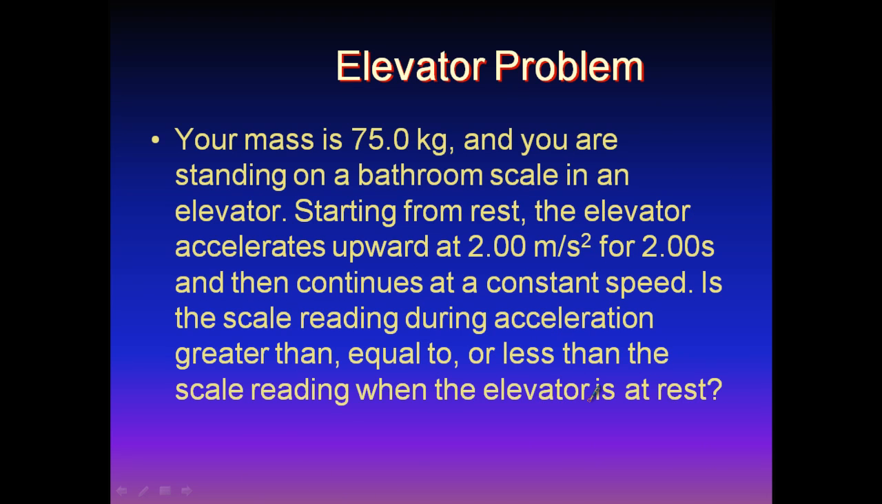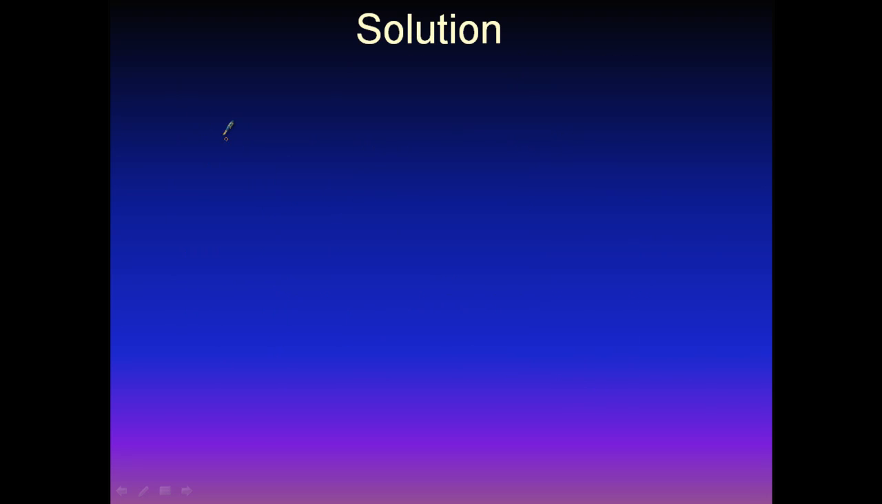And elevator problems. I freaking love elevator problems. You're going to love them too, I promise. So your mass is 75 kilograms, and you're standing on a bathroom scale in an elevator, because that's what we do in physics. We take bathroom scales on elevators to test this out. Starting from rest, the elevator accelerates upwards at 2 meters per second squared for 2 seconds, and then continues at a constant speed. Is the scale reading during the acceleration greater than, equal to, or less than the scale reading when the elevator is at rest? All right, so to do this, you want to draw a free body diagram.